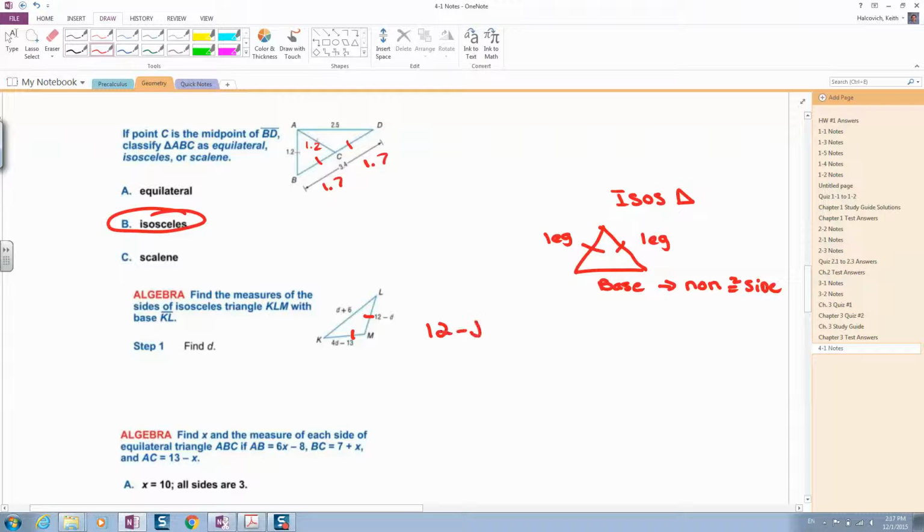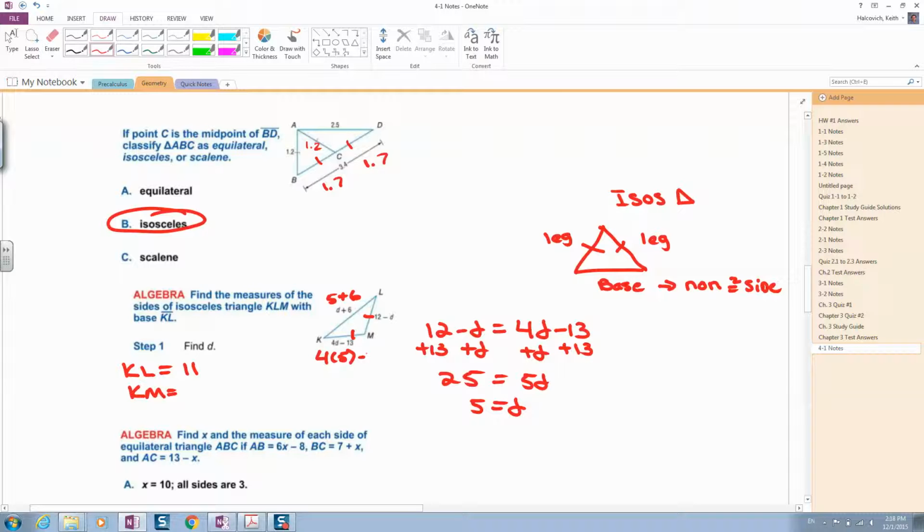So that means 12 minus D has to equal 4D minus 13. So you add D, so you get 5D. You add 13, so you get 25. So D equals 5. And then you want to find the measures of the sides. KL is equal to 11, because 5 plus 6. KM is equal to 4 times 5 minus 13, which is 7. And so LM equals 7.